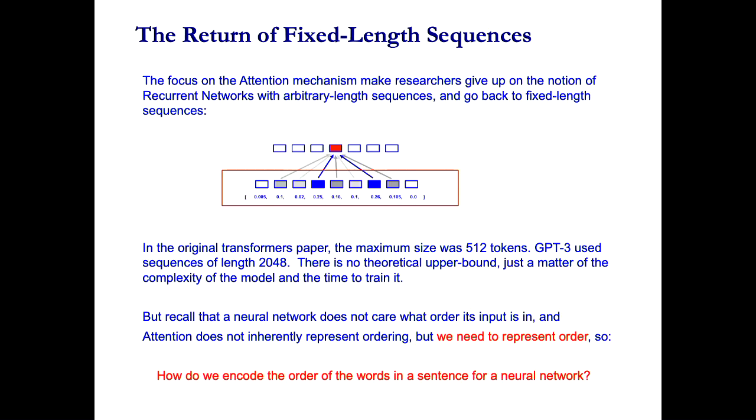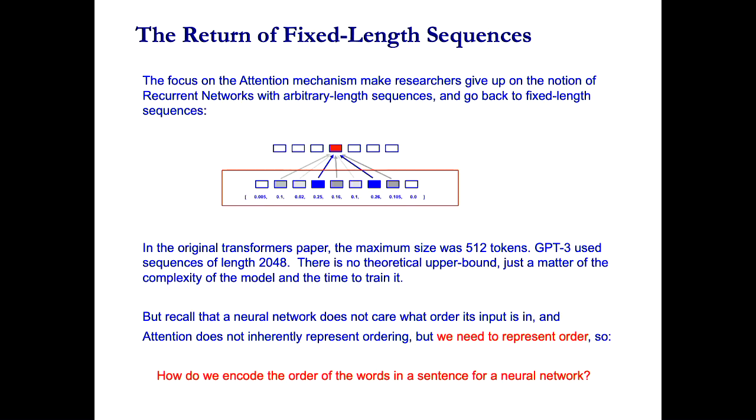Can't really do that. But the first design in Attention Is All You Need, this paper, was 512 tokens long. If you look at that, you remember the probability distribution we did from our first homework. Not too many sentences are 512 words long.